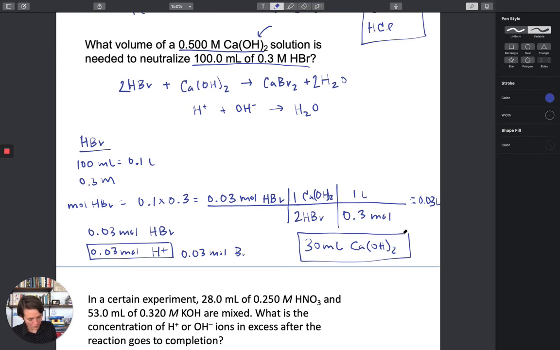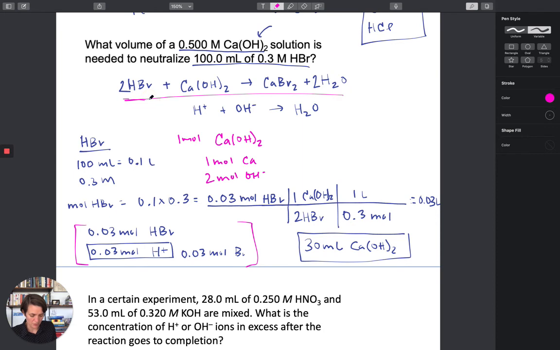So going back to this kind of analysis that we did here, let's just do the same thing for our calcium hydroxide. So remember that if you had 1 mole of calcium hydroxide, that means that you would have 1 mole of calcium and 2 moles of our hydroxide ion. So it's really important when you're looking at these neutralization reactions to start with a balanced chemical equation, right? Because having this 2 here accounts for the fact that you need half as much calcium hydroxide as you need hydrobromic acid.